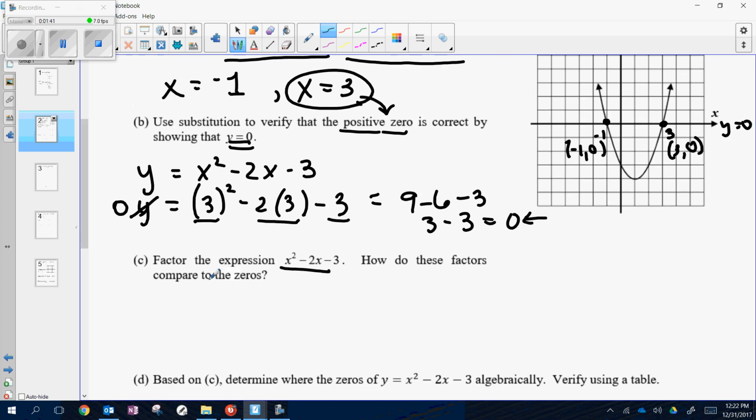Factor the expression. So here's the same thing that we graphed, but it's an expression now. It's not an equation. It doesn't have an equals anything. So just simply factor it.